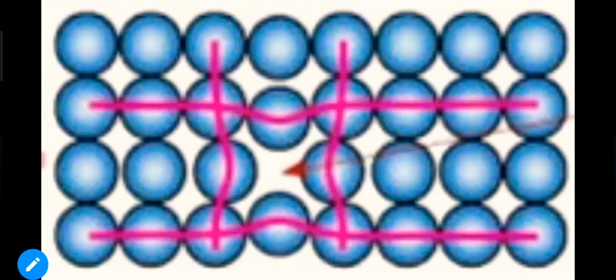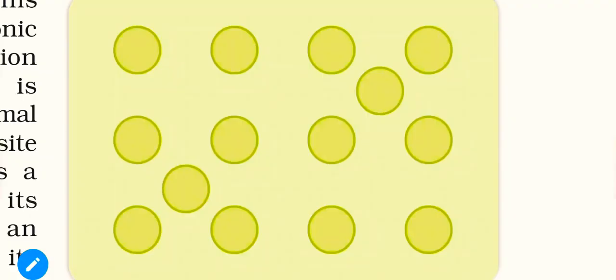So now let us move on to the next example. The second stoichiometry defect is interstitial defect. In this type of defect, particles occupy interstitial sites. Now what are interstitial sites? Interstitial sites are where two particles or rods have space between them. So if a particle occupies this space between two different particles, then it is called an interstitial site.